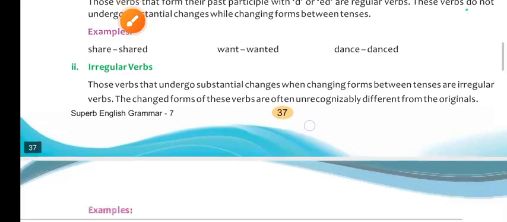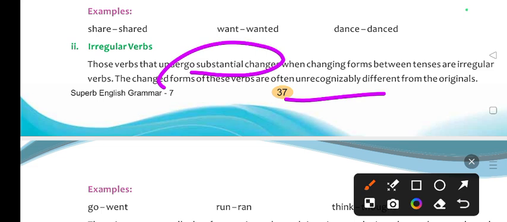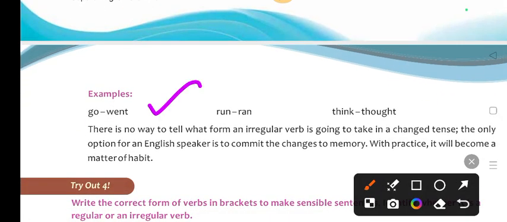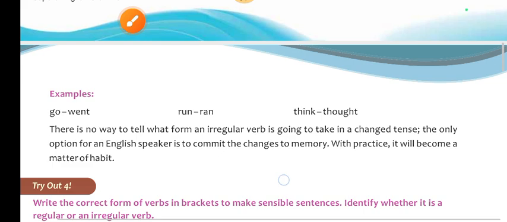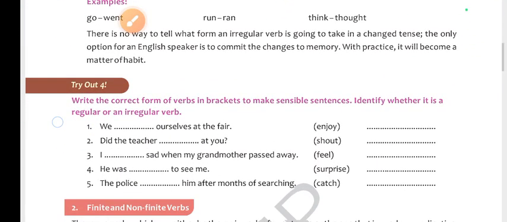What are irregular verbs? They do not follow any certain parameter, or you can say that they do not undergo substantial change. Alright, the changed forms of these verbs are often unrecognizably different from the original verb. For example, go changes into went, and then it will change into gone, right? Run, ran, run, think, thought, thought. So here there is no way to tell what form an irregular verb is going to take in a changed tense. The only option for an English speaker is to commit the changes to memory. So you are also supposed to memorize these words.